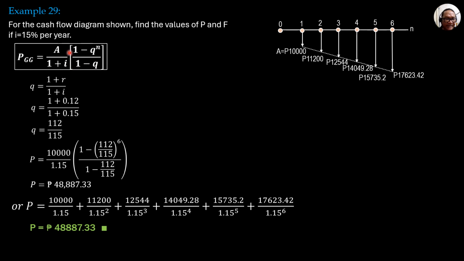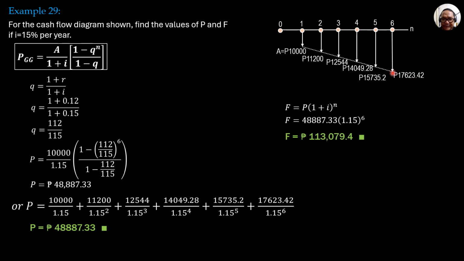Then for the future value, all you have to do is multiply this by 1 plus i to the n. So it is A times 1 plus i to the n minus 1, then copy this 1 minus q to the n over 1 minus q. Or simply, F is equal to P times 1 plus i to the n. So I just use this because we don't need to memorize. This is a math that you should be able to memorize. So P is equal to 48,887.33 times 1.15 to the 6. So solving for F is also 113,079.4.